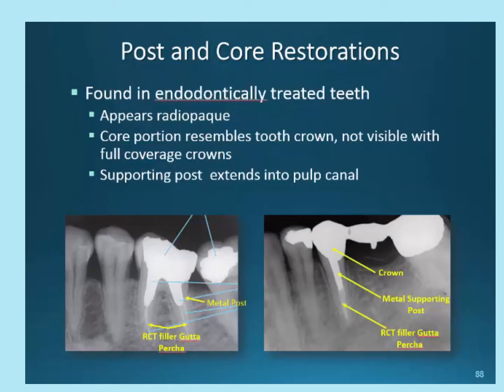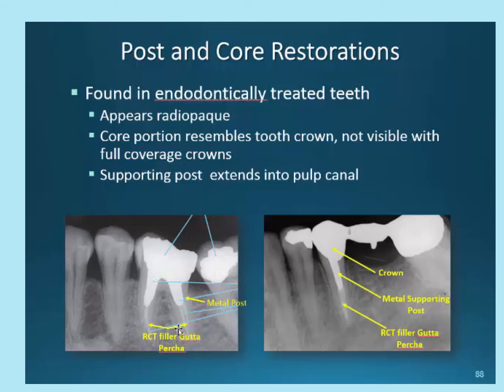Post and core restorations are used when endodontically treated teeth require treatment. The nerve of the tooth has died, and endodontically the nerve is removed and filled with a clay type of restoration. You will note in these films that I have given attention to these long extensions coming from the filling. These are called metal posts. They give support to a tooth that has lost a lot of its coronal structure.